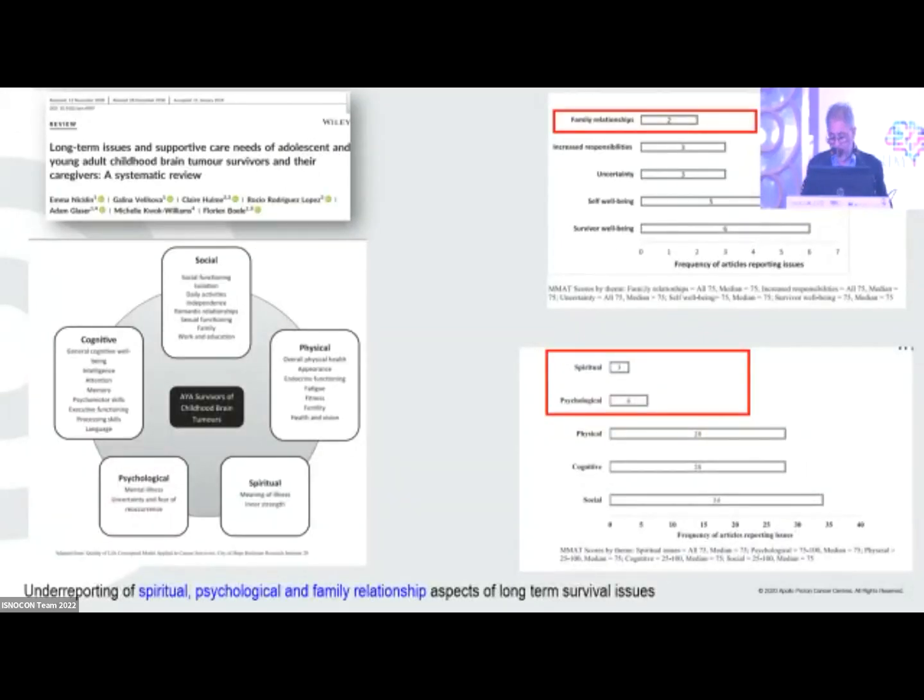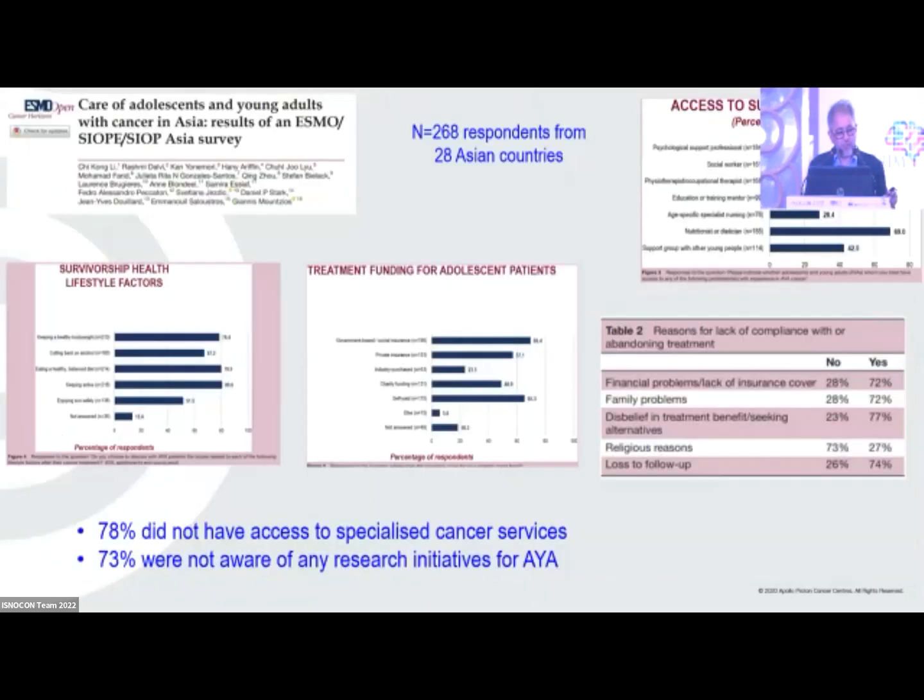Now, finally, as I mentioned, there is long-term support. So survivorship should include the social, physical, spiritual, psychosocial, cognitive aspects, and so forth. And there was a very nice survey showing that the two least captured points were the spiritual aspect and the psychological aspect in this population. And that is something which we have to look at.